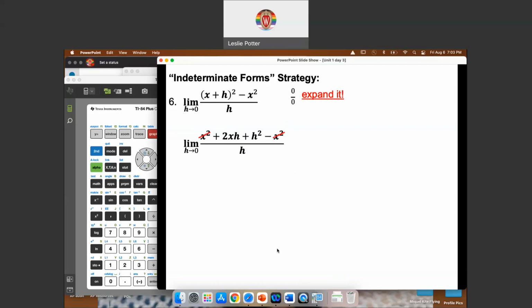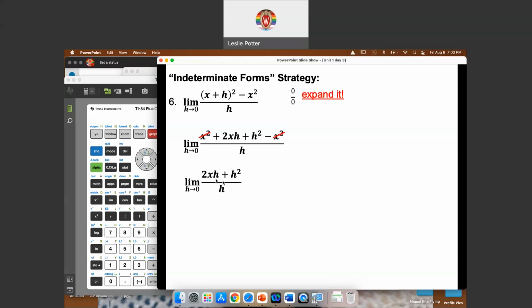Sweet. We're actually going to use this technique at the end of the unit a lot. Expand and cancel. So now I have this. And you might think, well, gee, if I plug in 0 here, I'd still get 0 over 0, don't I? And I do. So that means I have to still re-express this. Now the bottom you can't re-express, it's just h. But let's take a look at what we can do with the top here.